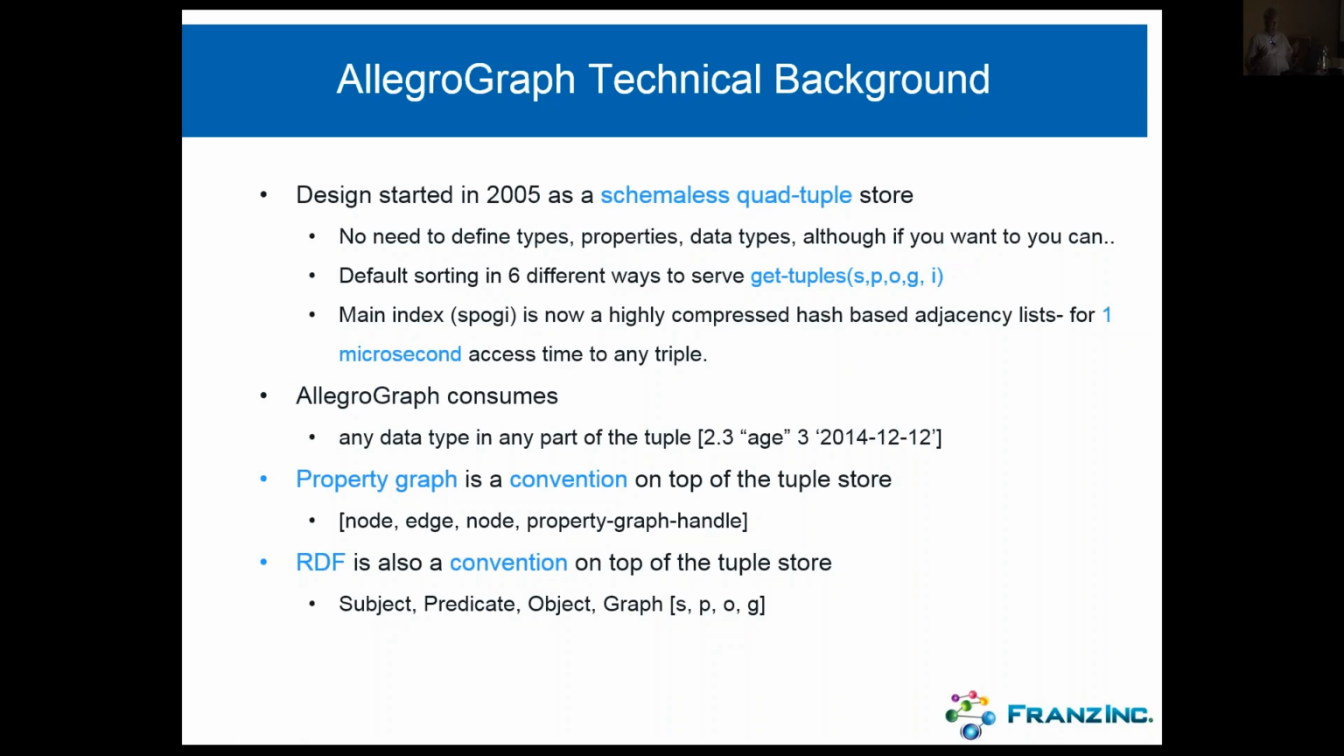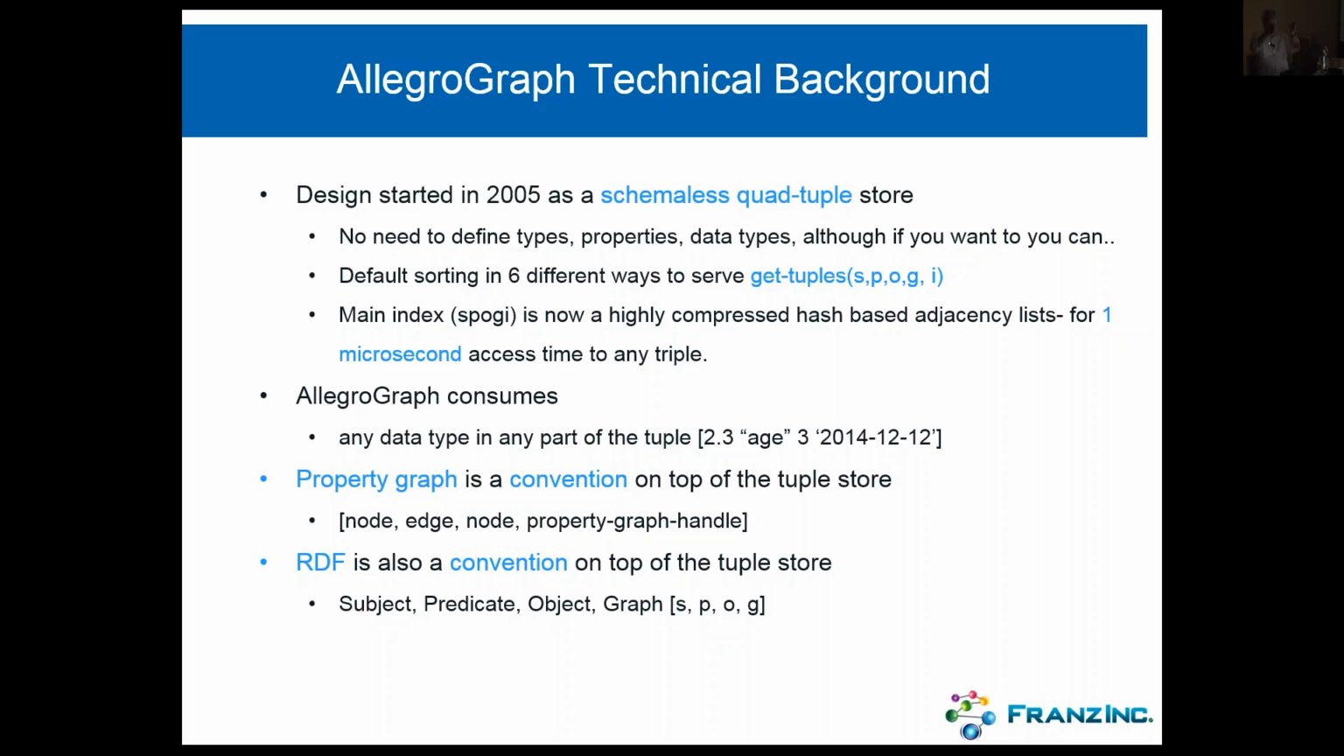If you look at AllegroGraph, everything is built from the ground up. There are several triple stores that are built on top of relational databases. Oracle does that. There's an open source version called Virtuoso that does it on top of a relational database. We built it from the ground up. It's what we call a schemaless quadruple store, where each part of a quad can be anything you want. We don't care what you put in there, a number, a string, a date, we just take it. So that is just the background.